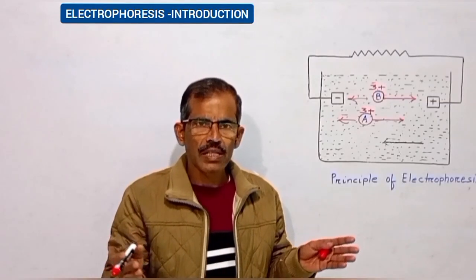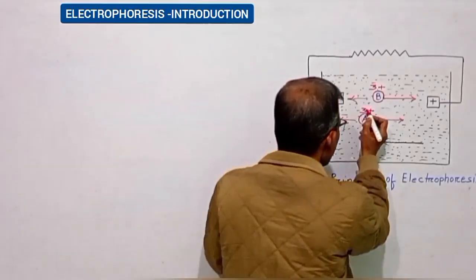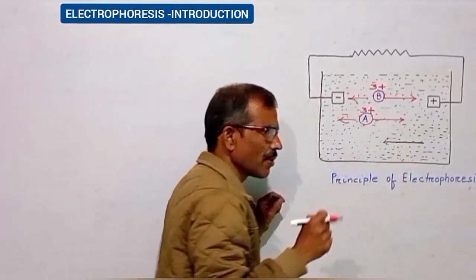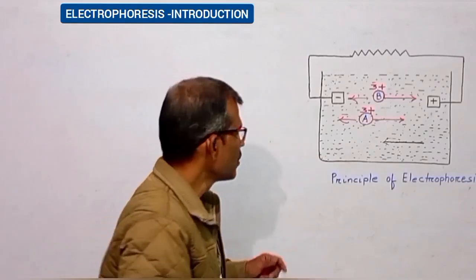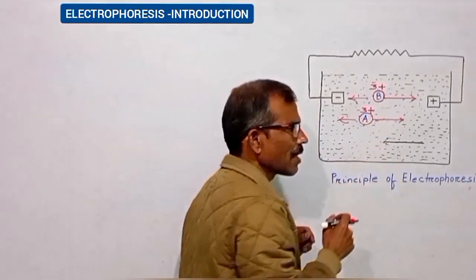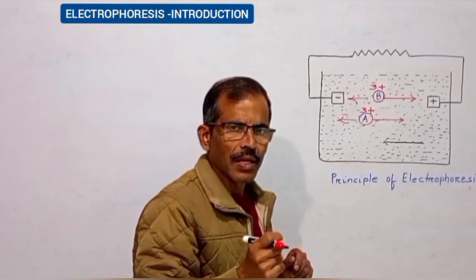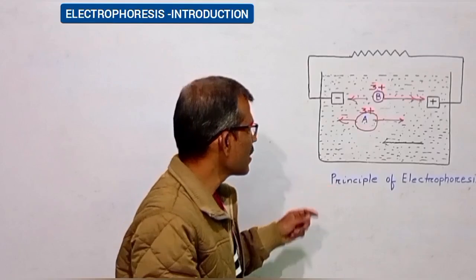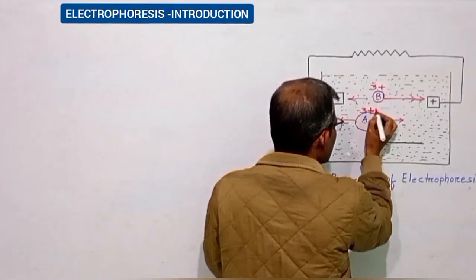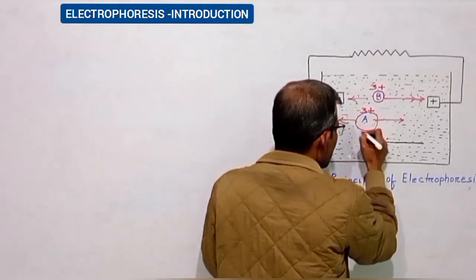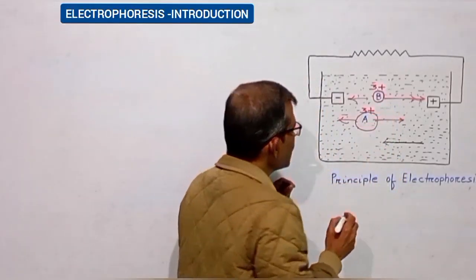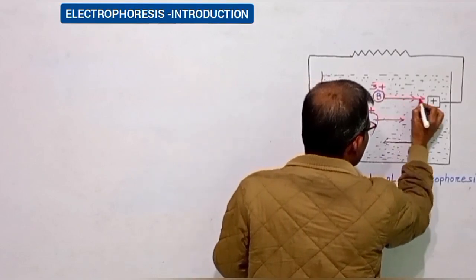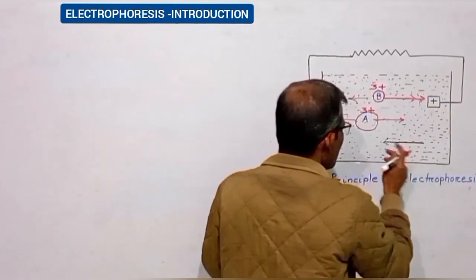Now the question is, if A and B have the same charge, then how will they behave in the electric field? The answer is that they might not migrate together because of differences in their molecular weight. In the second example, assume that A and B have the same charge, but A is larger than B. In this case, because of its small size, B will migrate at a faster rate toward the anode as compared to A.